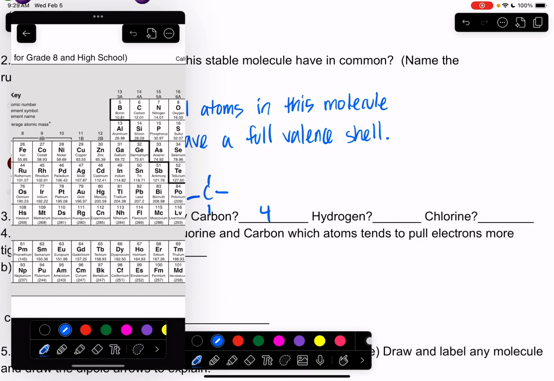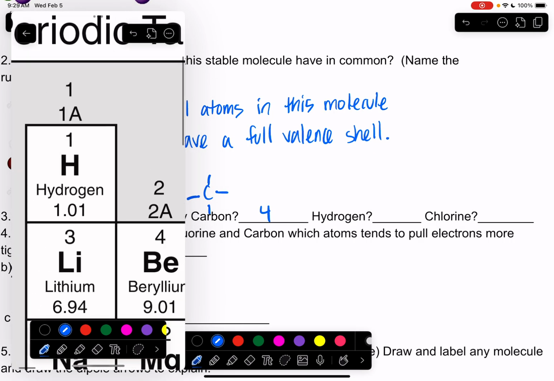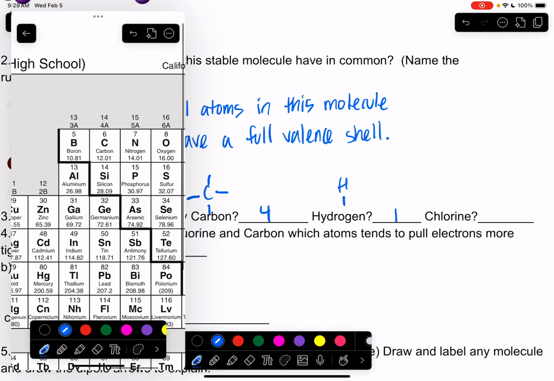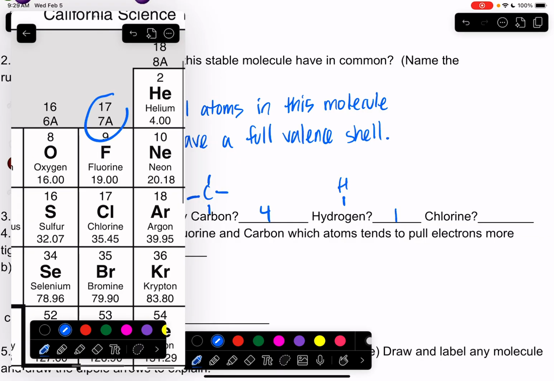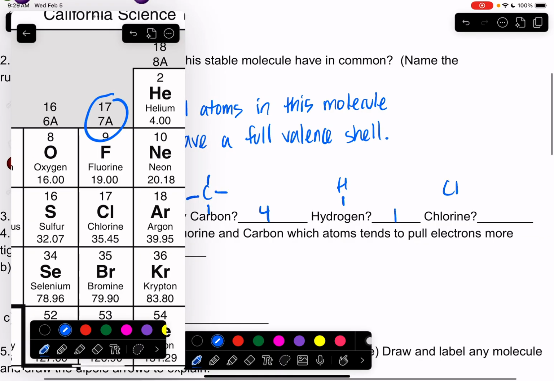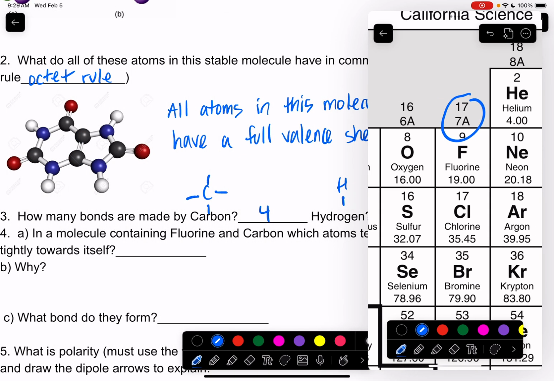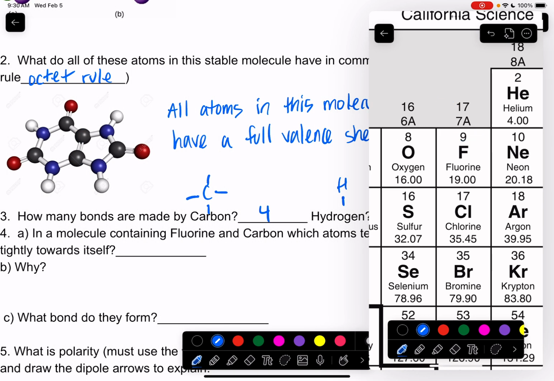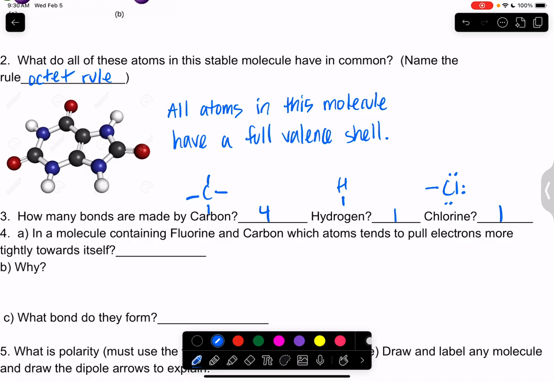Hydrogen is over here in group 1. So hydrogen's Lewis structure looks like this. It has 1 single electron, so it can make 1 bond. Chlorine is on the other side over here in group 7. So chlorine's Lewis dot structure is going to look like this, and it can only make one bond because it has one single electron. So you're using the periodic table group number to draw the Lewis structure, find how many single electrons you have, and then that's how you figure out how many bonds you can make.